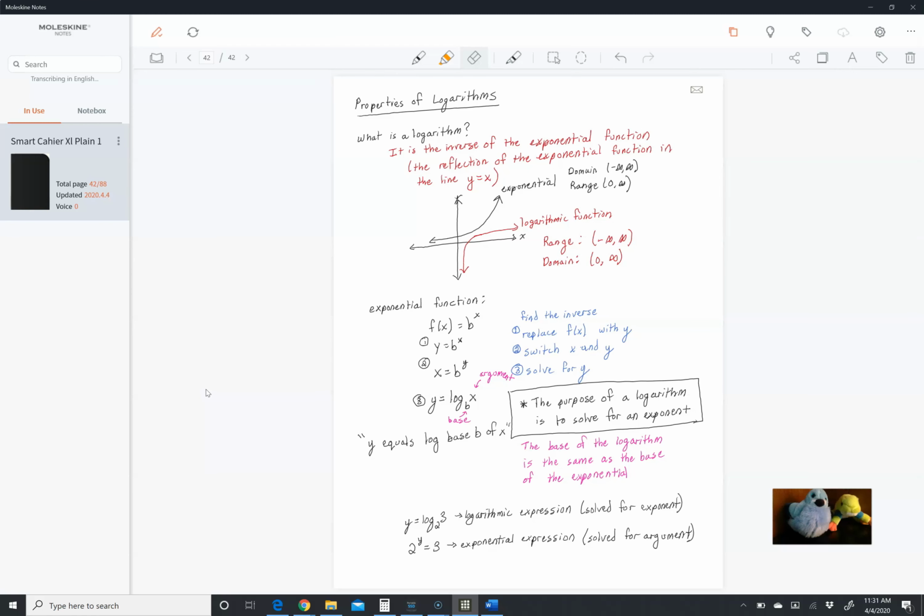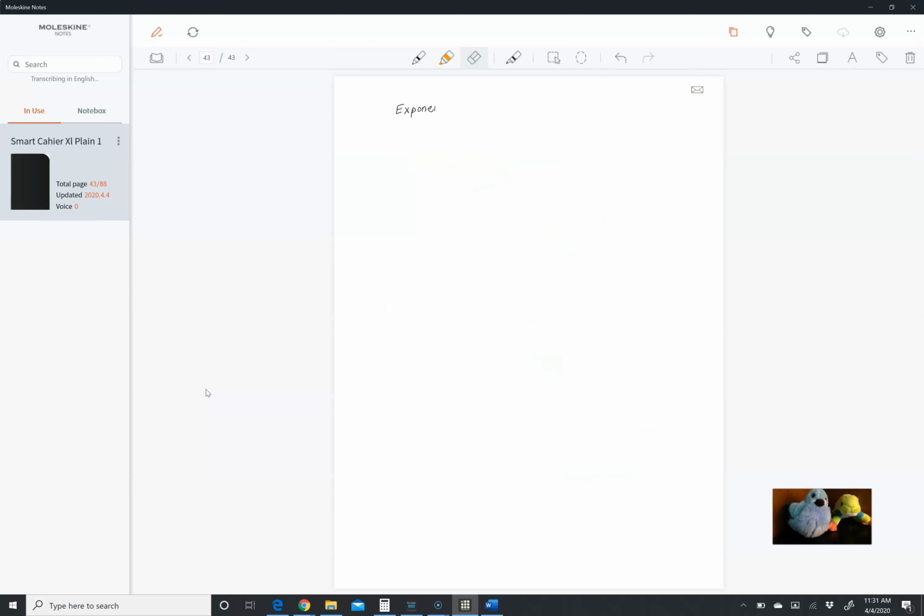So what we're going to do is we're just going to make a table. And in our table, we're going to have our exponential expression. And then we're going to have the equivalent logarithmic expression. And sometimes I'll give you the exponential, and sometimes I'll give you the logarithmic. And all I want you to do is each time, just pause the video and try doing this on your own.